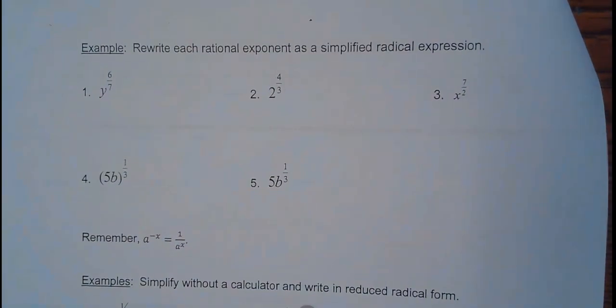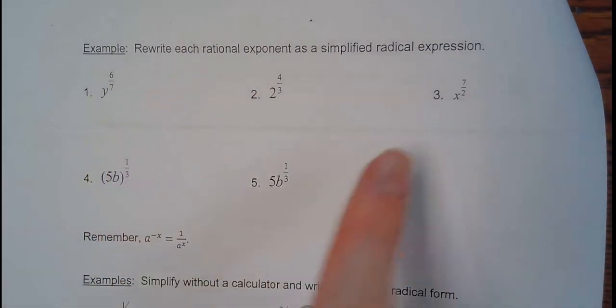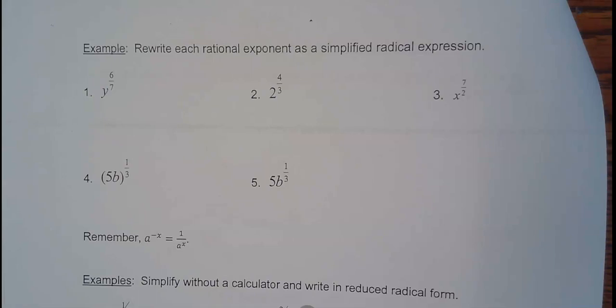Okay, so flip this guy over. And let's go the opposite direction. So let's say I give it to you in rational exponent form, which all of these are in rational exponent form, and I want you to write it in a simplified radical form, or simplified radical expression, which means I want a radical in there.